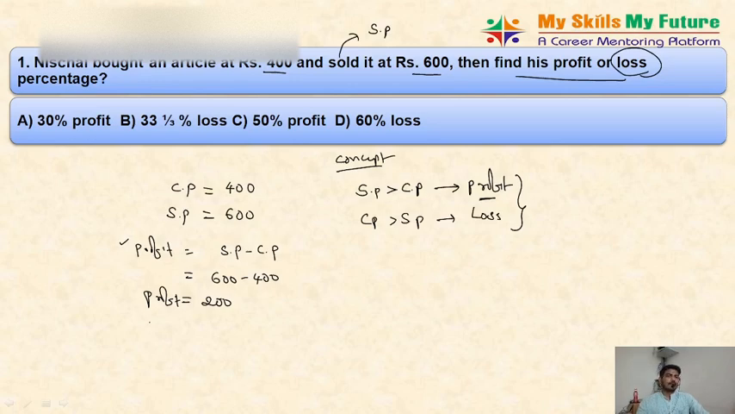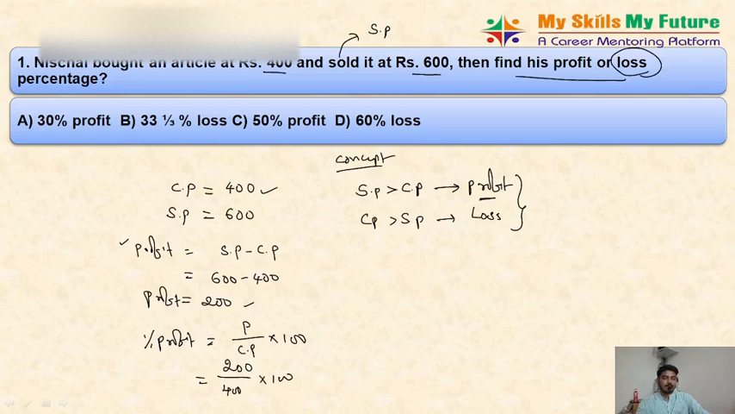Okay, now you need to solve the percentage profit here. What is the formula? Percentage profit equals profit divided by cost price into 100. So what is the profit I am getting here? I am getting a profit of 200 here. And what is my cost price here? My cost price is 400, into 100.